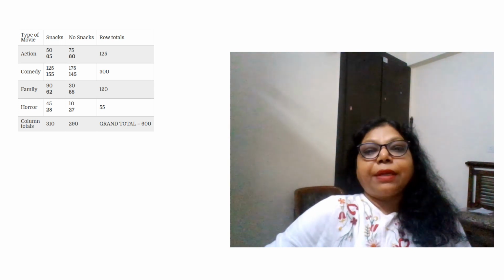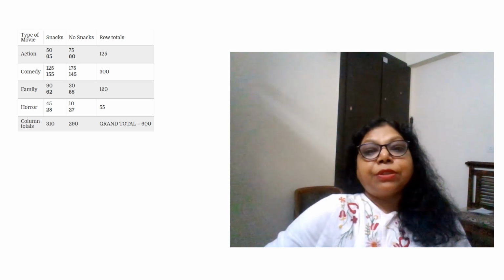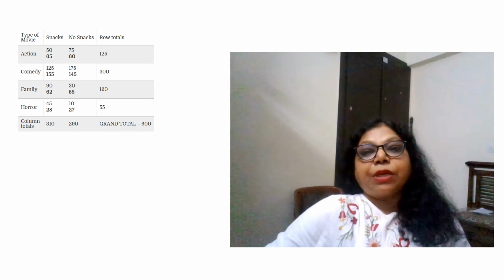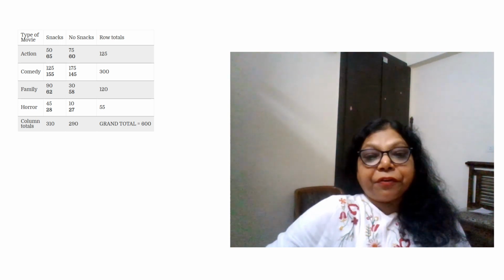Now, before calculating the test statistic, let's look at the contingency table again. The expected counts use the row and column totals. If you look at each of the cells, we can see that some expected counts are close to the actual count, but most are not. If there is no relationship between the movie type and snack purchases, the actual and the expected count will be similar. If there is a relationship, the actual and expected count will be different.